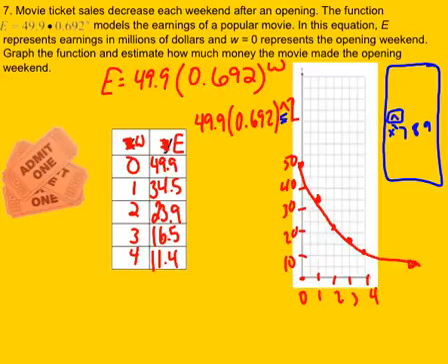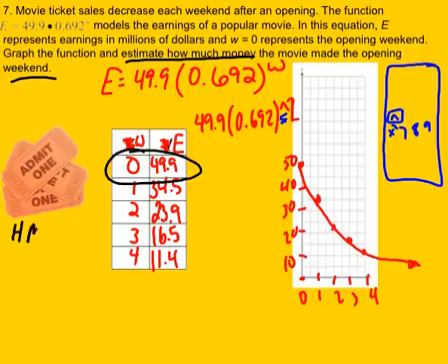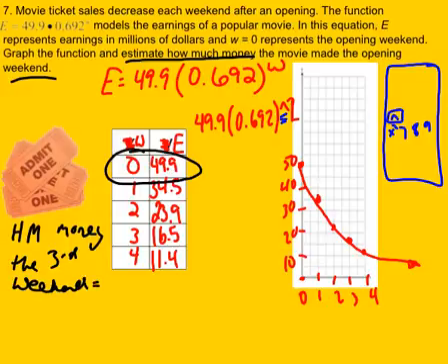Okay, then it says, estimate how much money the movie made the opening weekend. Well, that's done. Opening weekend's about that 49.9. Some of the other questions it might ask is, how much money the third weekend? And that would equal 16.5. That's right here. Okay?